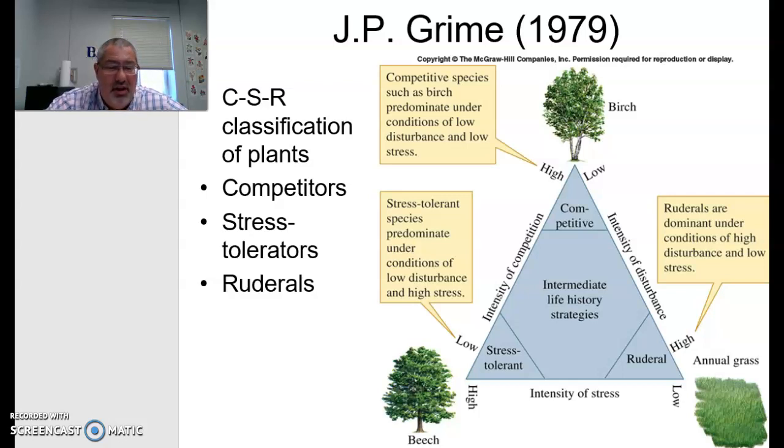Similar to the R and K strategy of MacArthur and Wilson and Pianka, but with a third category. And you might also notice that he included the gray area as those plants with intermediate strategies. So the R and K strategies of MacArthur and Wilson don't really provide for the large gray area that does exist.